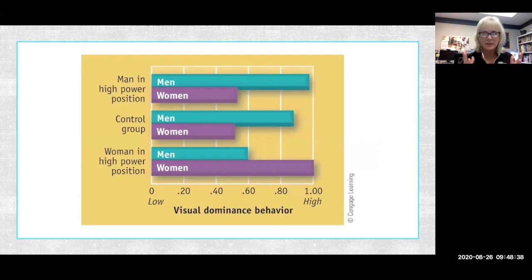So in this figure, you're seeing that when the man is in a high power position, they are much more likely to engage in visual dominance behavior. And that's also the case in just a control condition. But if the woman is in a high power position, that flips. And so it says perhaps that the reason that men are engaging in much more visual dominance behavior in these two situations is that they have more power, and that it's power rather than the gender that produces this visual dominance behavior.